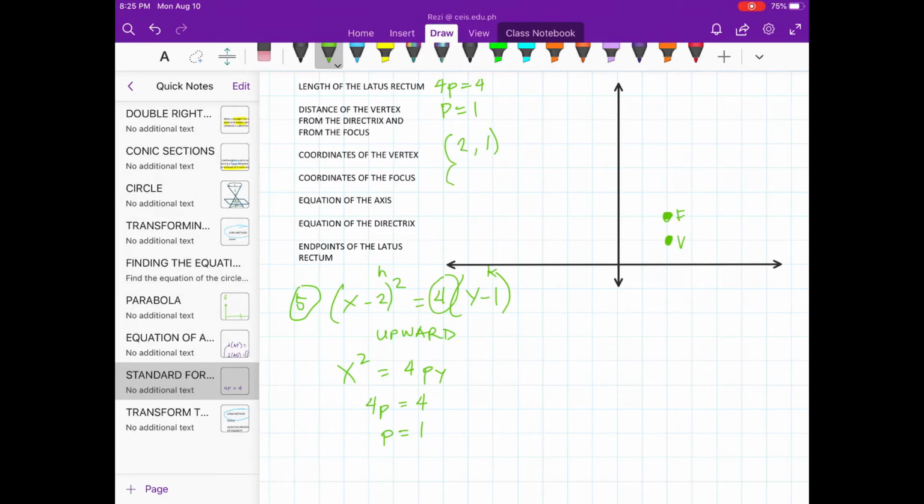So the coordinate of the focus is 2 and another 2. The equation of the axis along the vertex and the focus. So x is equal to 2. The equation of the directrix is 1 unit below the vertex. Y is equal to 0. The length of the Latus rectum is 4. We have 2 units to the left and 2 units to the right from the focus. Therefore, the endpoints are 0, 2 and 4, 2. The Latus rectum, we can now draw the parabola.